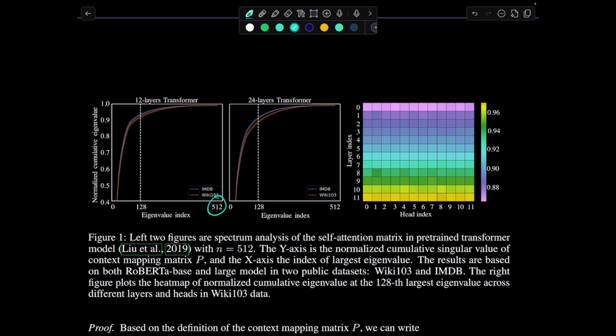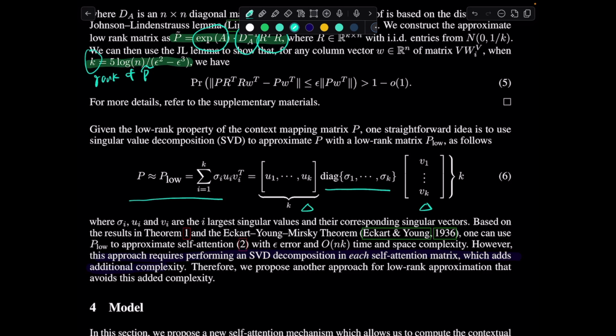And as the eigenvalue index increases, the P tilde is closer to P. Most of the values in P can be captured by the first few eigenvalues in this diagram. When the eigenvalue index is 128, we can capture greater than 90% of the values in P. So far, we have known that self-attention is low rank, and the paper provides both mathematical proof and also their empirical diagram. But still, there's a major drawback.